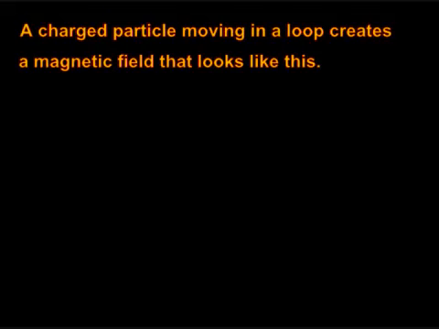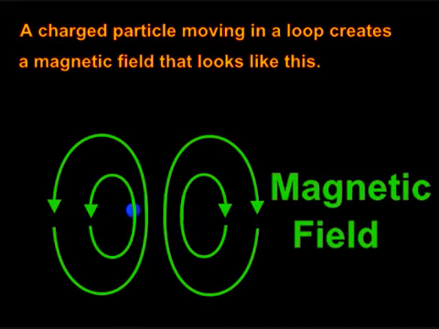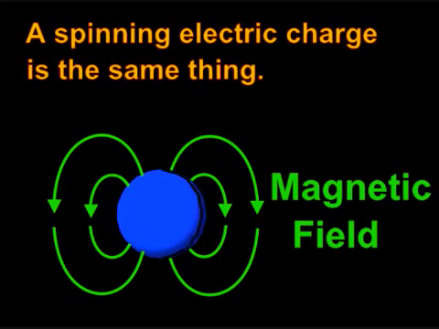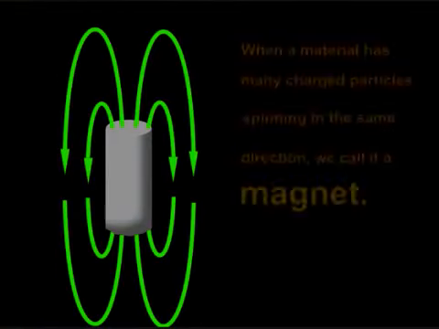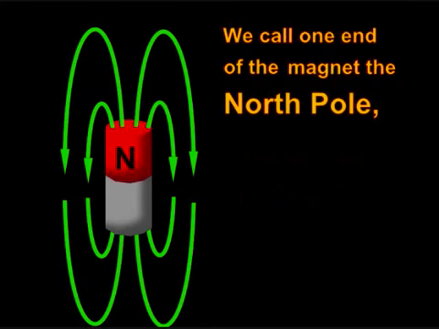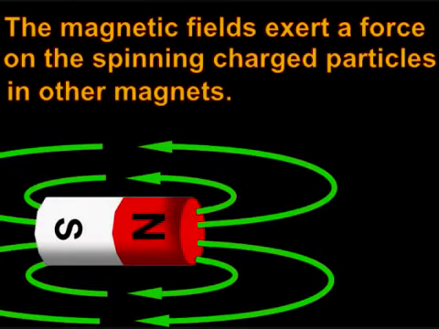A charged particle moving in a loop creates a magnetic field that looks like this. A spinning electric charge is the same thing. When a material has many charged particles spinning in the same direction, we call it a magnet. We call one end of the magnet the North Pole and the other end of the magnet the South Pole. The magnetic fields exert a force on the spinning charged particles in other magnets.